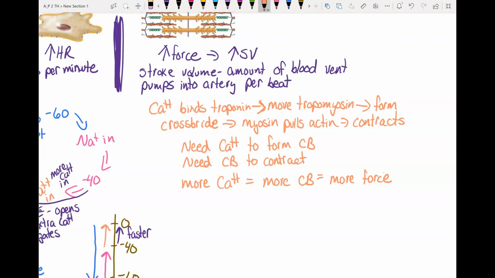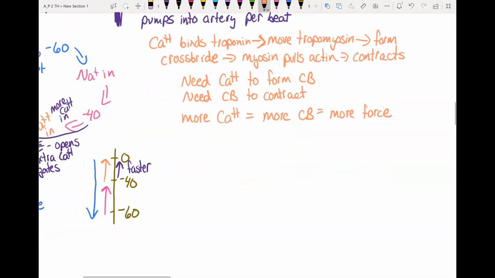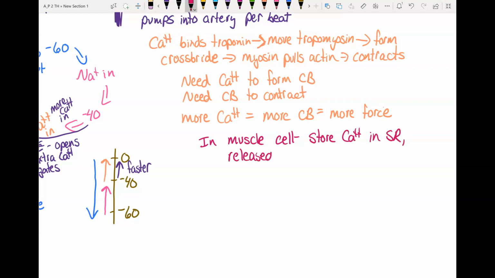Now, if you think back to chapter 10, remember calcium is stored in sarcoplasmic reticulum, and it's released from the sarcoplasmic reticulum when you get the nerve signal. So let's talk a little general stuff about muscles here. In a muscle cell, you store calcium in the sarcoplasmic reticulum, and it is released when you get that signal. Remember the action potential. So it's released when you have an action potential in the T tubule.